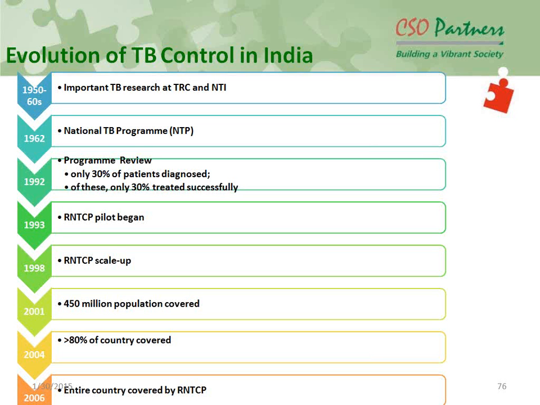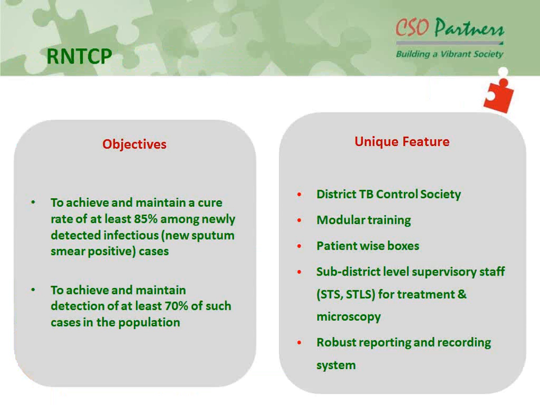Now, since 1950 we have had TB control programs in India, with different kinds of efforts. There is an evolution of RNTCP, the Revised National TB Control Program, which is the program we now have nationwide for TB control. The objective of RNTCP is to achieve and maintain a cure rate of at least 85% among newly detected new sputum smear positive cases, and to achieve and maintain detection of at least 70% of such cases in the population.